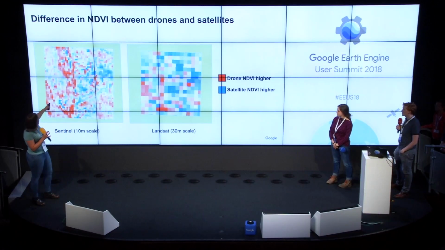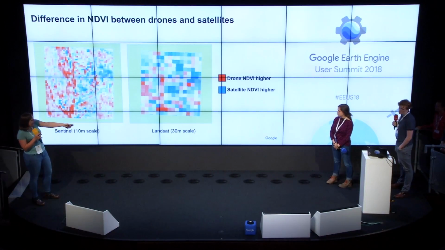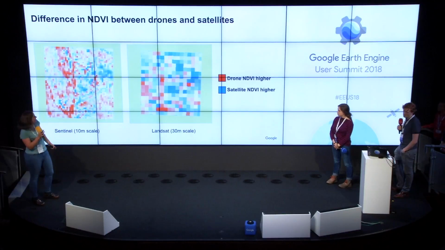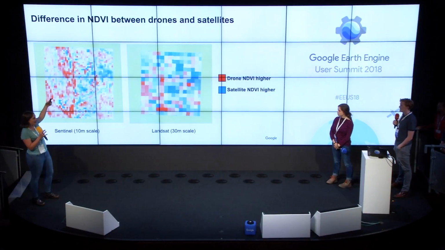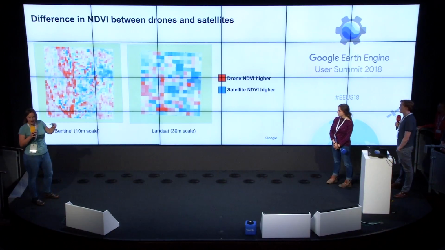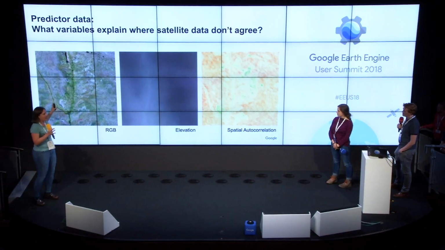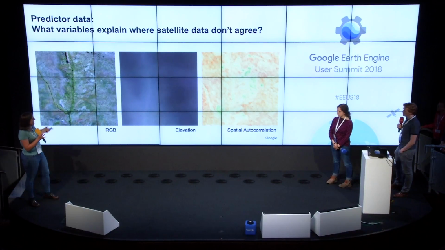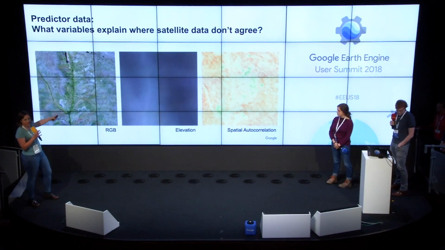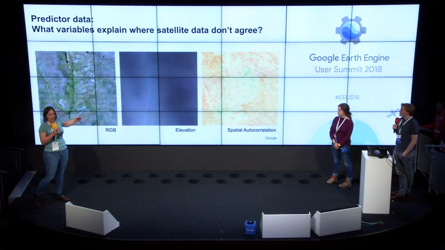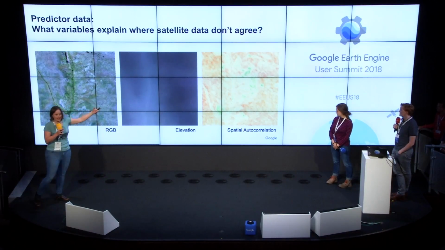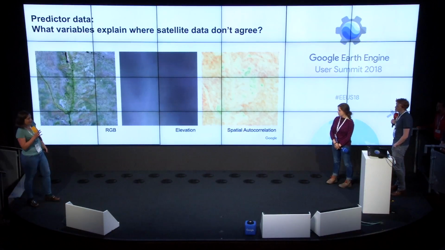What we have here are two raster images of the difference between Sentinel and Landsat satellite-based NDVI and the drone data. The red grid cells are where the drone data are higher than the satellite data, and the blue ones are where the satellite data are higher than the drone data. Then we have predictor variables we can compare to that difference in NDVI. We have the RGB imagery collected by the drones, an elevation model created from the drone data, and we can calculate other things, like, in this case, spatial autocorrelation. Thanks, Aaron, for giving us the code to do that.